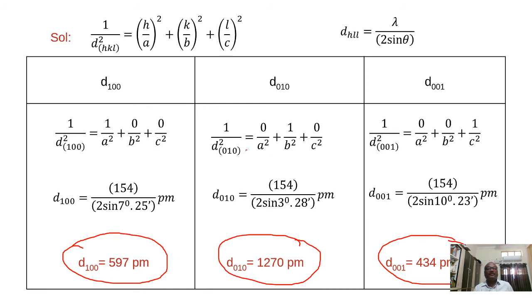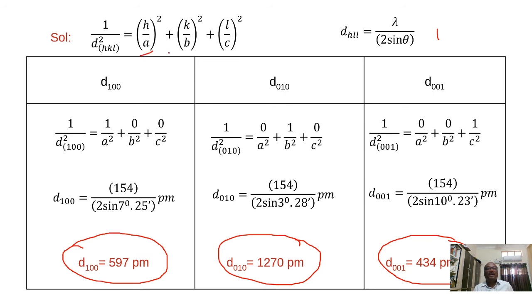Like this, if you know the H, K, L and angle of incidence, you can calculate ABC. Or if you know ABC and HKL value and wavelength of X-rays, you can calculate theta. Is it clear? So like this, problems can be observed in this.